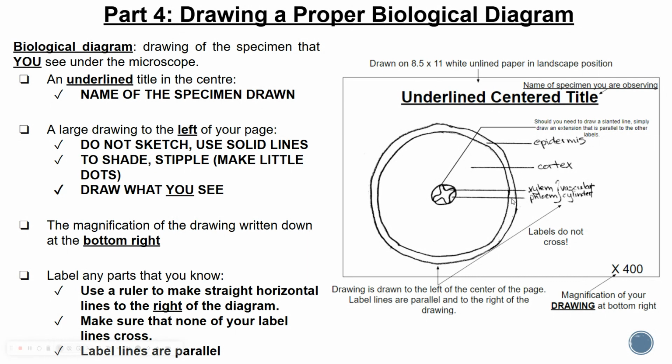Whenever you are making your labels, they should go to the right, and you need to use a ruler, and they need to end up at roughly the same spot. And make sure your lines never cross. Make sure they're always parallel to each other, and they end up roughly at the same spot. And again, I would probably want them more to the right than what you see over here.